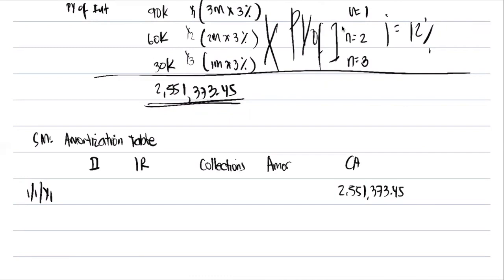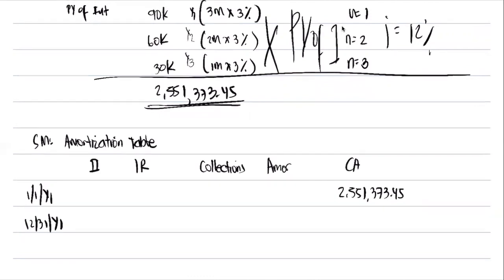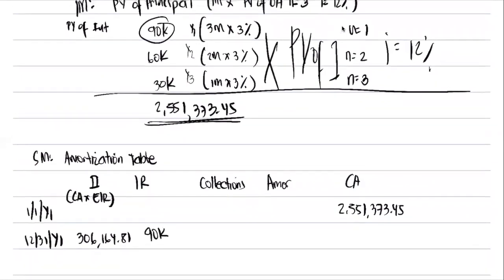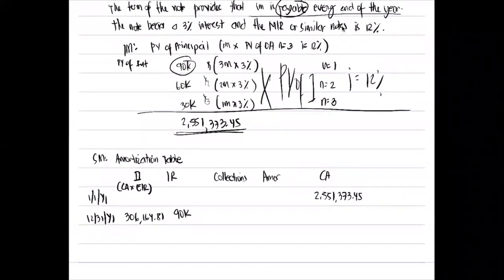2,551,373.45. Okay. So on December 31, year 1, let's compute for the interest income. Interest income is again computed as your carrying amount multiplied by your effective interest rate. So 2,551,373.45 multiplied by 12% will give us 306,164.81. And our interest received for year 1 is equal to 90,000.